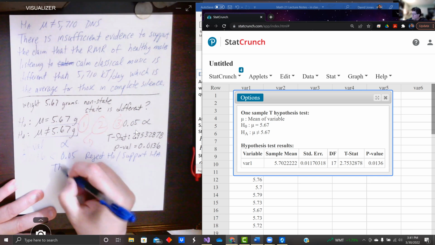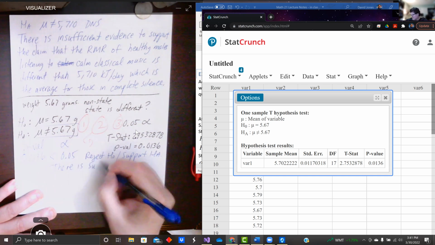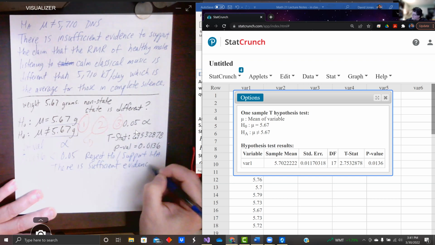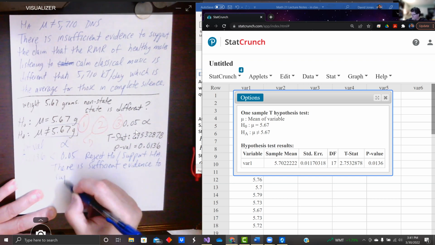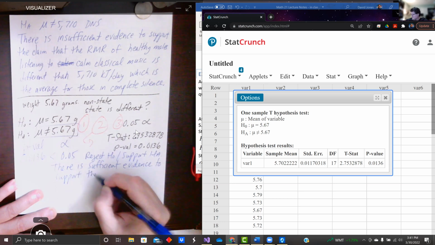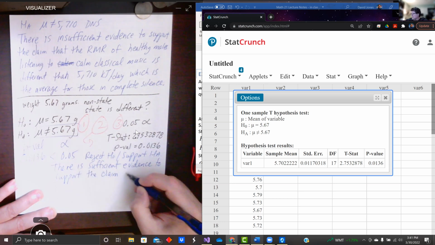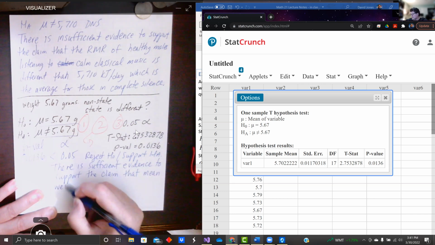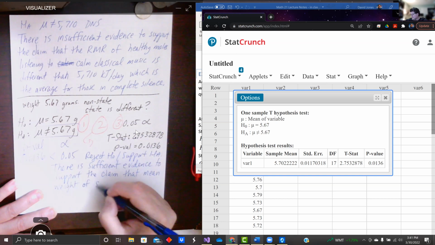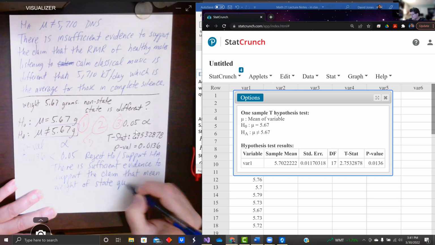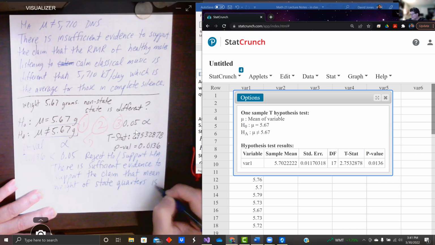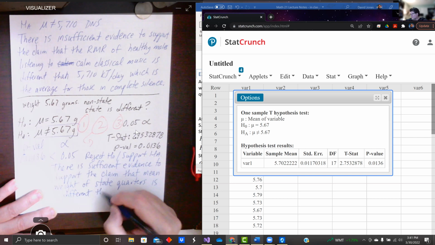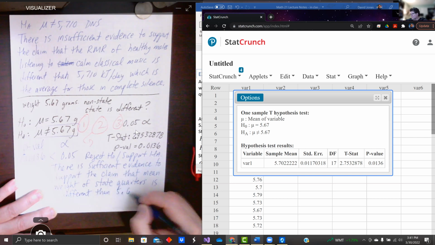So there is sufficient evidence to support the claim that the mean weight of state quarters is different than 5.67 grams.